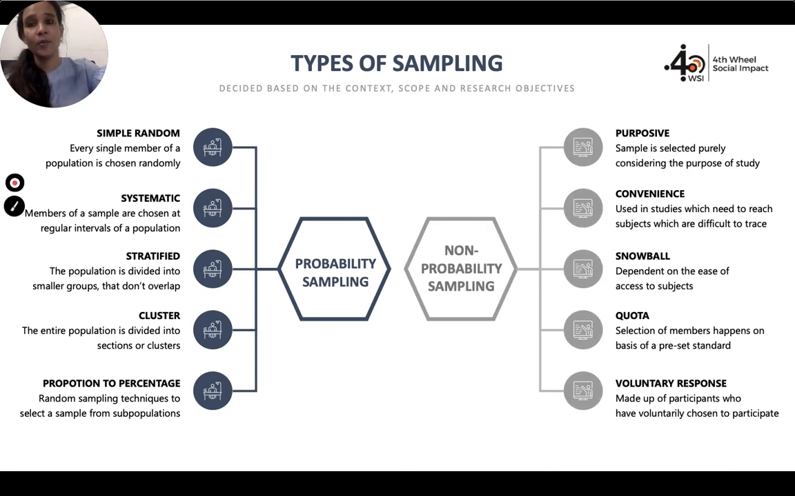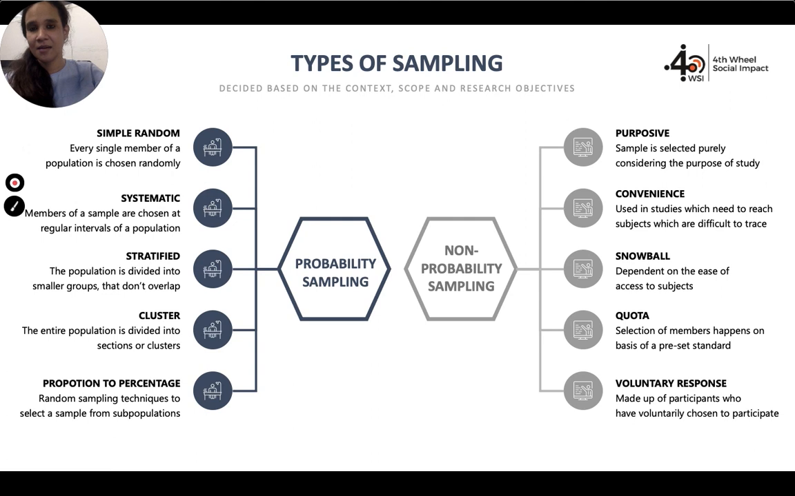Now looking at non-probability sampling. Now in non-probability sampling, the first one is purposive sampling, wherein if the research objective is to reach female entrepreneurs in the northeast of India, or if the research objective is to include teachers who have computers at home also. So you're selecting a sample based on the purpose.